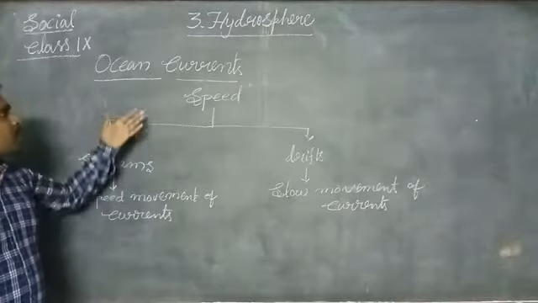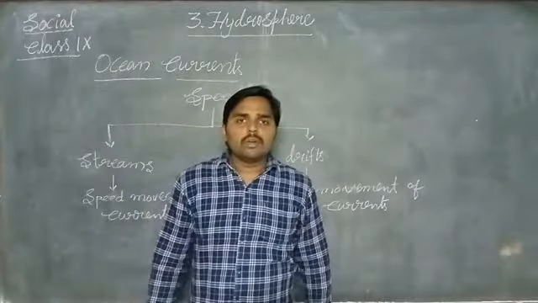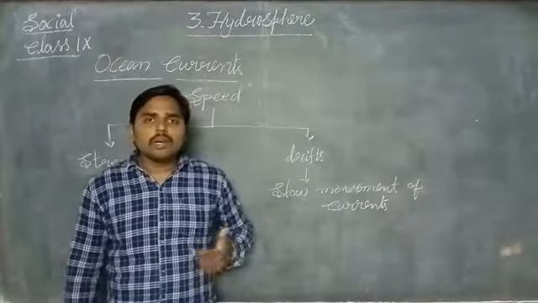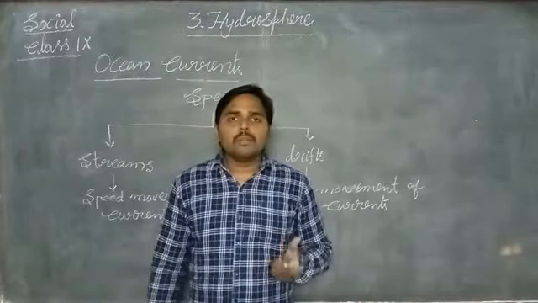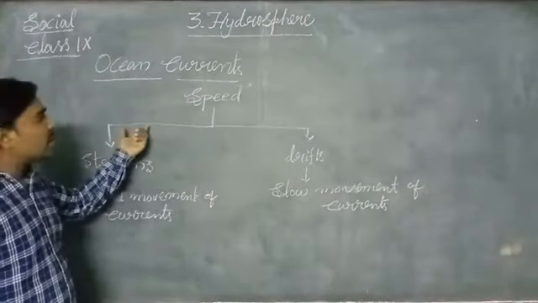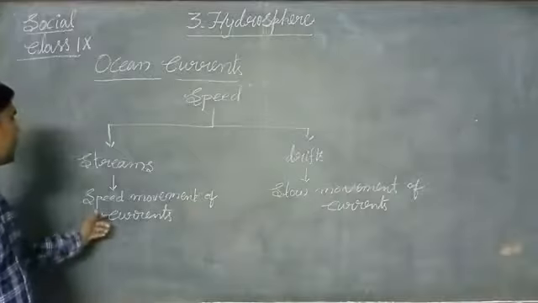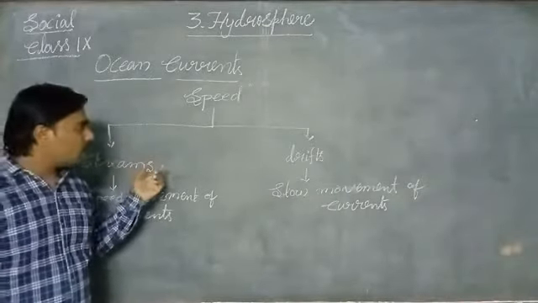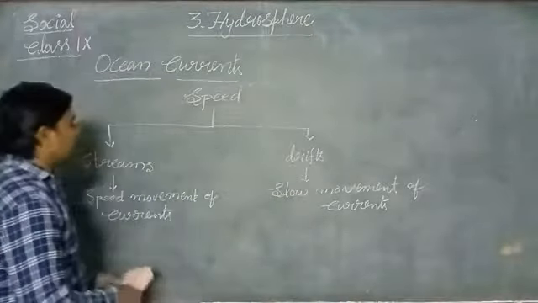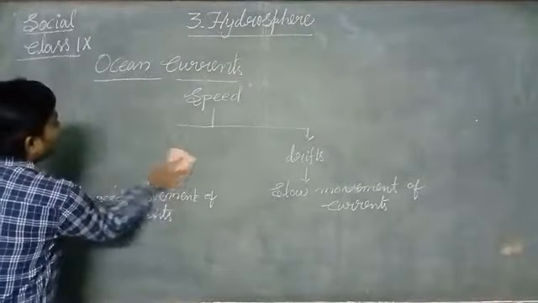Once again, ocean currents based on temperature are categorized into two types, the cold currents and warm currents. The cold currents always flow towards the equatorial region, and the warm currents always flow towards the poles. Based on speed, the ocean currents are categorized into two types, streams and drifts. Speedy movement of currents is called streams and slow movement of currents is called drifts. Now let us see the factors that are affecting the formation of currents and how the currents are formed.